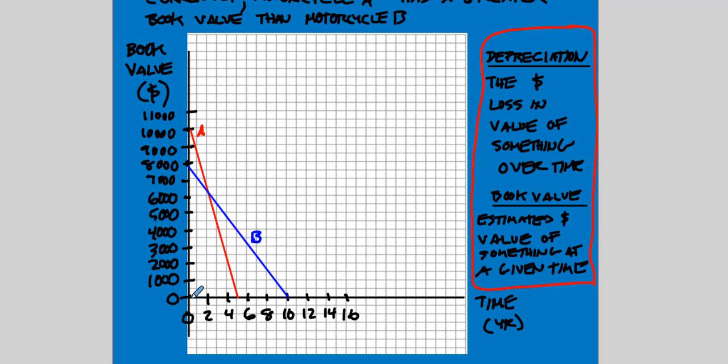Then the value reaches 0 for each of these motorcycles at roughly 5 years for motorcycle A and 10 years for motorcycle B. So at 10 years, according to this graph, the value of motorcycle B is 0. That basically means it's probably been junked. Usually there's a thing in reality called salvage value, but we're not going to deal with that here.